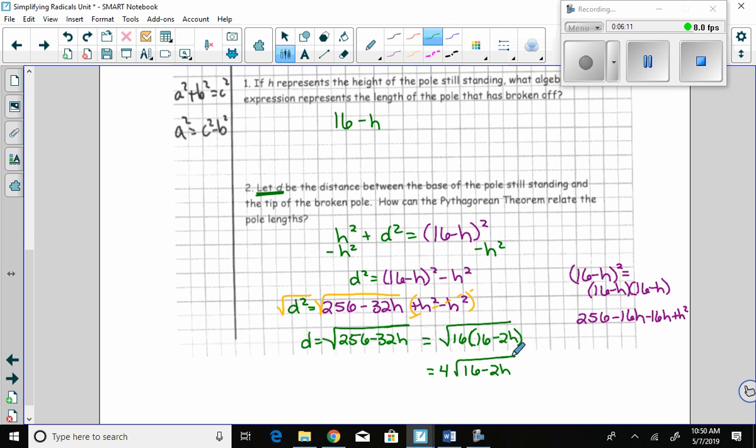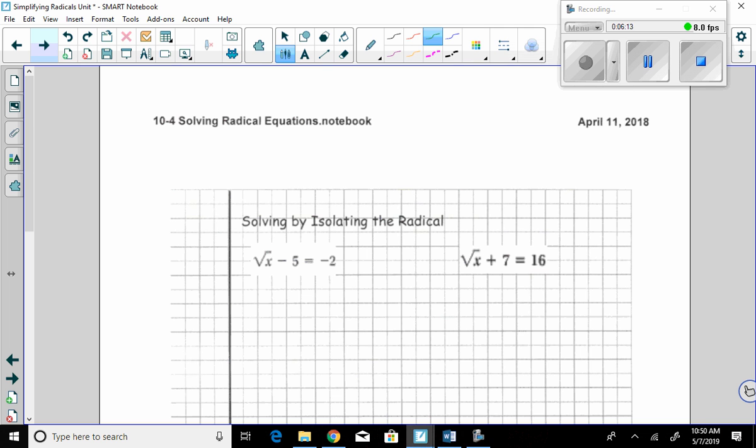Okay, let's go to the next page. Solve by isolating the radical. In other words, we just want to solve for x. That's really what we're doing. Solve for x. So what's your first step always have been? Well, first step, add 5 to both sides. So now we have the square root of x is equal to 3. And you're like, piece of cake.